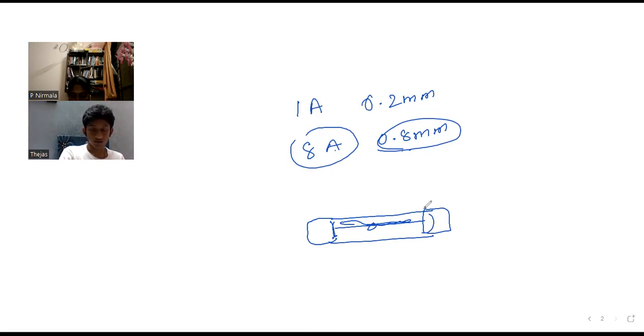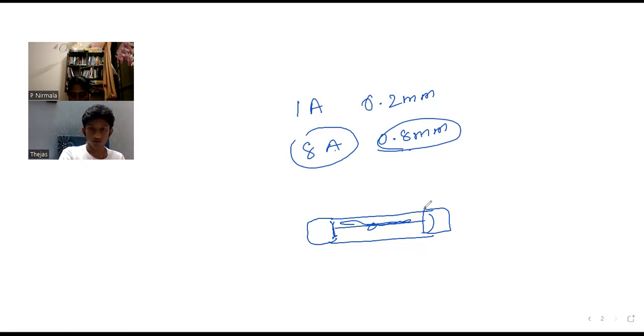So when the current in the circuit exceeds, what happens? The temperature of the fuse wire rises. Then it melts. So a gap is produced and the current breaks. Then the current does not flow through the live wire. That is the functioning of the fuse. Understand, Tejas? These words are important.